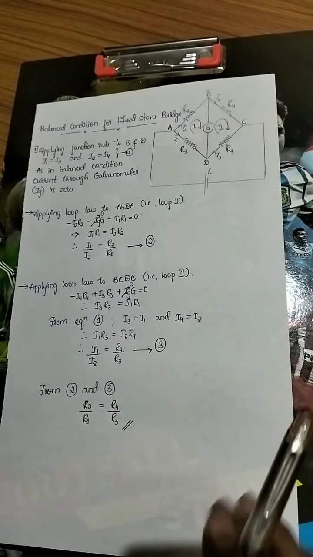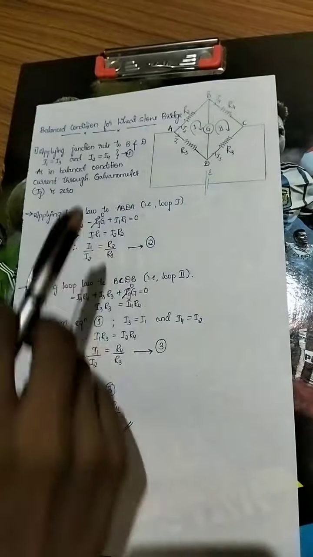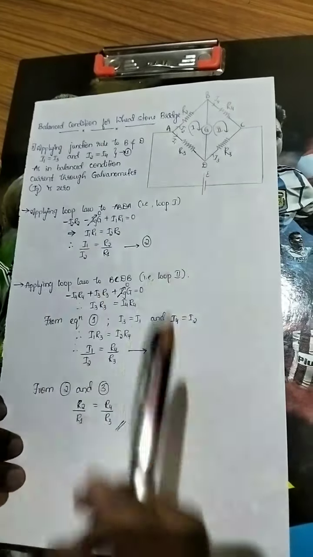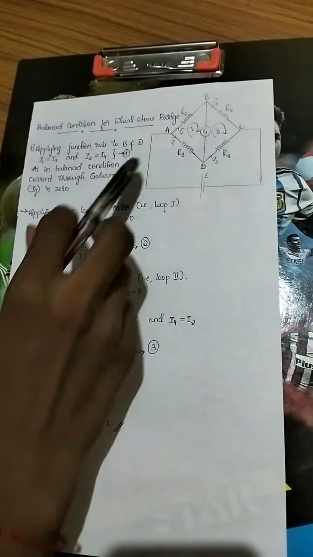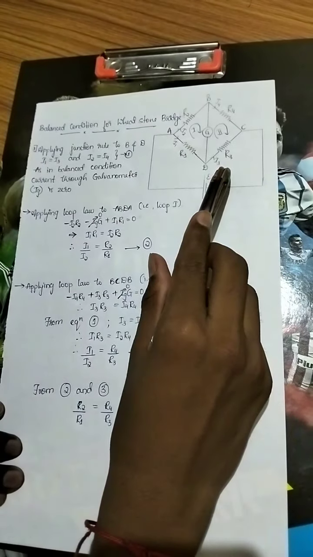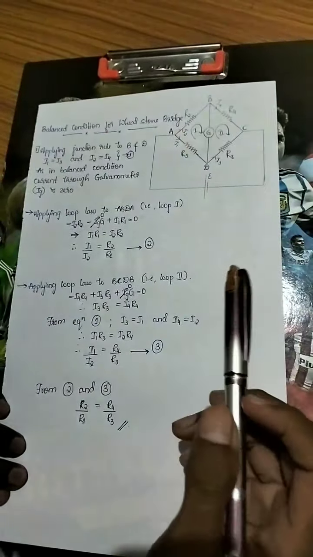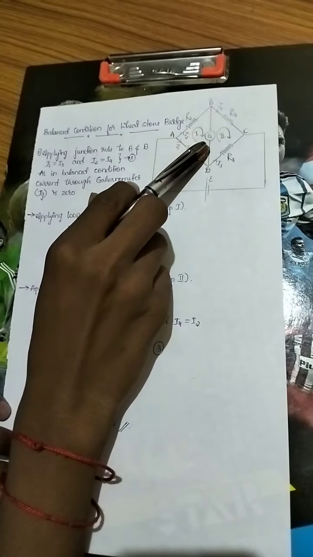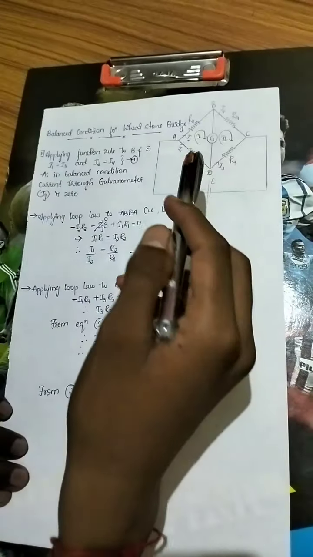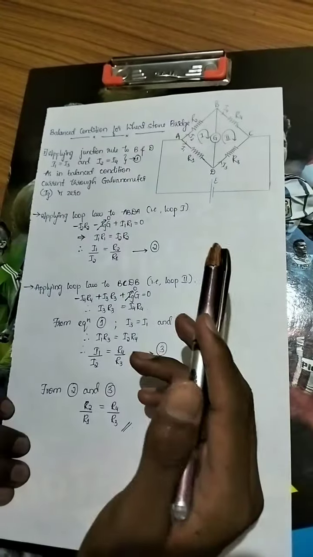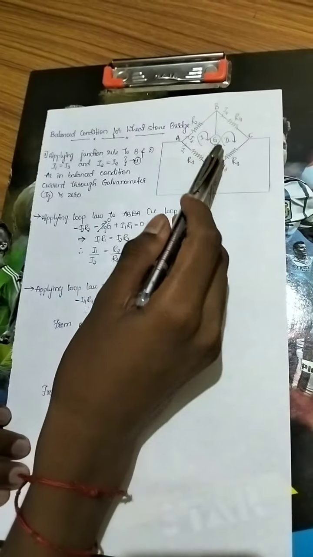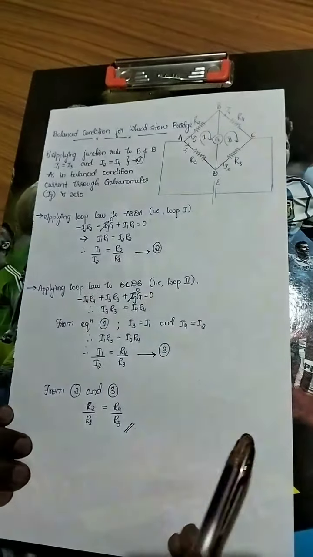First let's apply Kirchhoff's junction law for junctions B and D, from which we come to know that I1 is equal to I3 and I2 is equal to I4. This is true because there is no current flowing through the galvanometer, as the Wheatstone bridge is already in balanced condition.